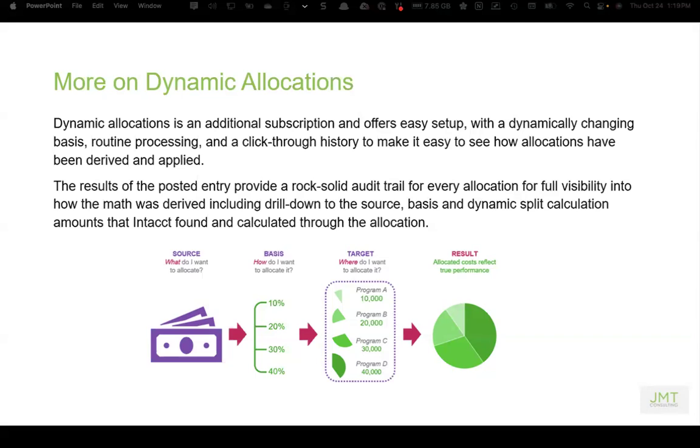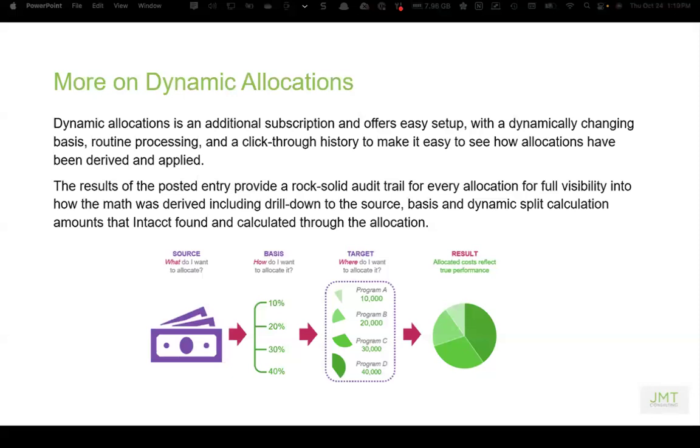The results of a posted entry provide a rock-solid audit trail, and we're going to go into that to show you how that's done for each allocation, for full visibility into how the math was derived, including drill down to the source, basis, and dynamic split calculation amounts that Intacct found and calculated throughout that allocation. So you're going to hear some of these things that I'm going to go over right now.